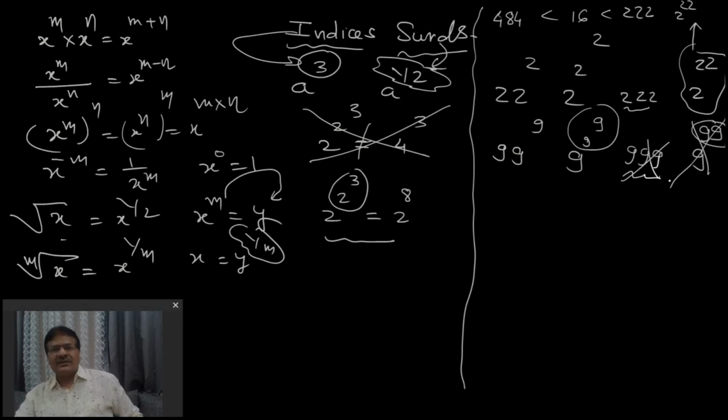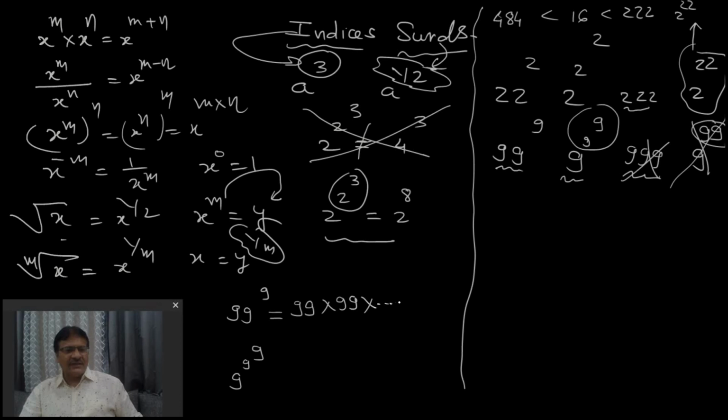So this one will be bigger, and these two are rejected. Now the only thing is to check whether this one is bigger or this one is bigger. Is that clear? One is 99 power 9 and the other one is 9 power 9 power 9. Now this can be written as 99 into 99 into 99, that is how many times? 9 times. Is that clear? Can I say this is slightly more than 9 square? 9 square is 81 and this one is 99, so it is slightly more than that.